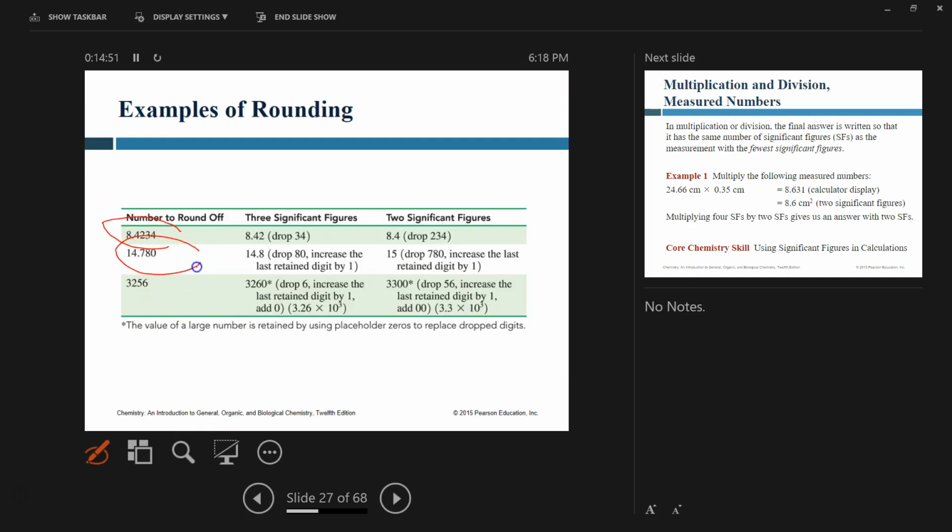And in the same fashion here, you round this to 3 significant figures. The number that you're dropping is 8, so you have to increase the last significant figure by 1. So you're going to have 14.8. If you want to round it to 2 significant figures, the number you're dropping is 7, so you need to increase 4 by 1 to 5. So 15. Does that make sense?